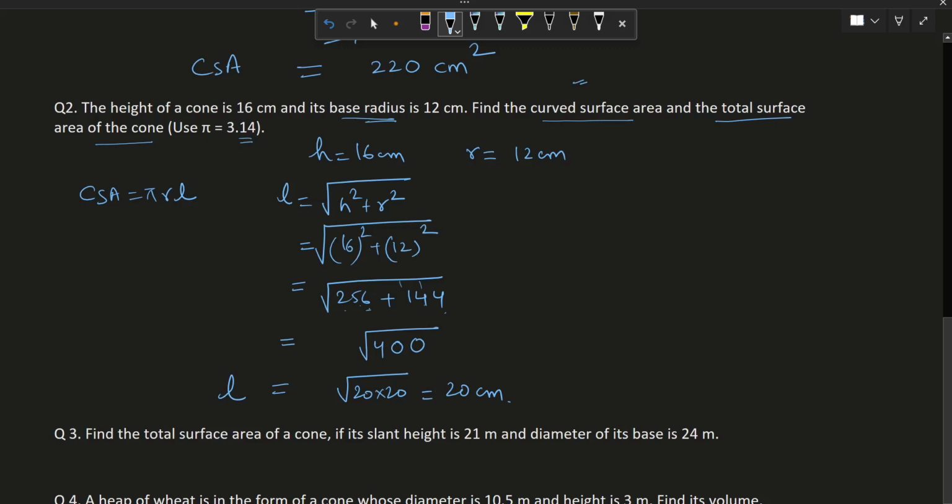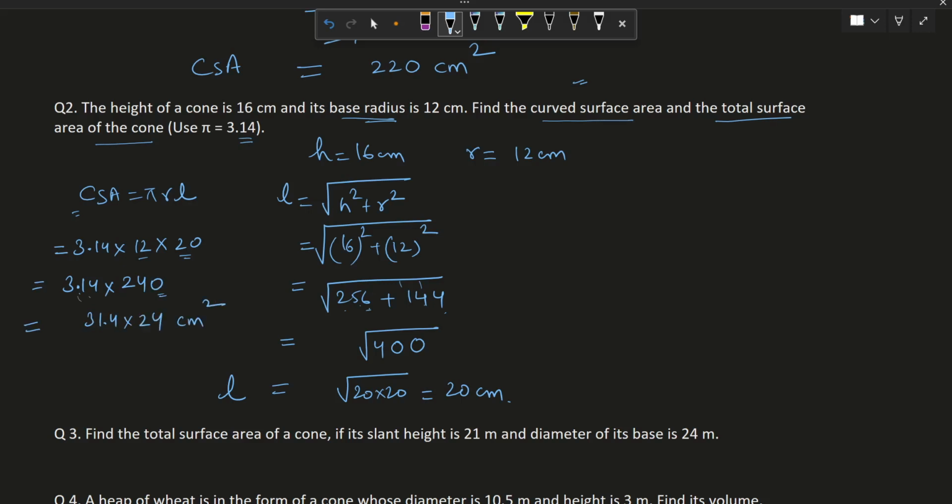Let's calculate CSA. We have written the formula here. So let's begin here only. It's 3.14 into r was 12. L is 20. Multiply करते हैं इसको. 3.14 into 20, 12 into 20, 240. 1 decimal, so decimal will shift. 31.4 into 24 centimeter square.